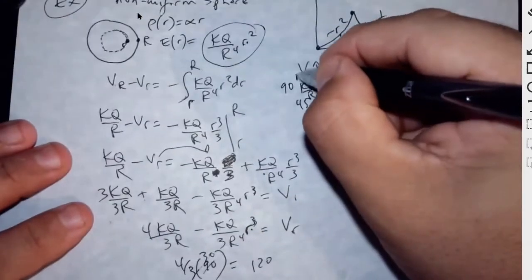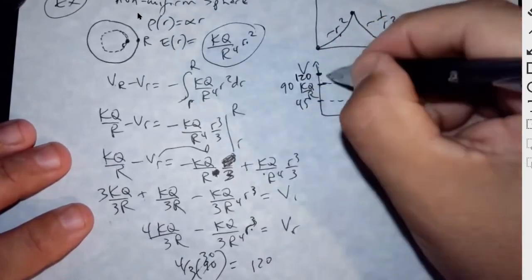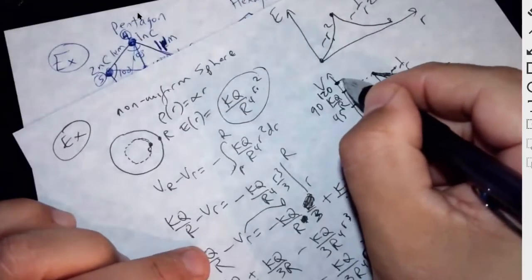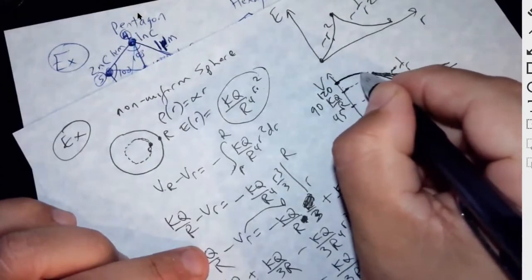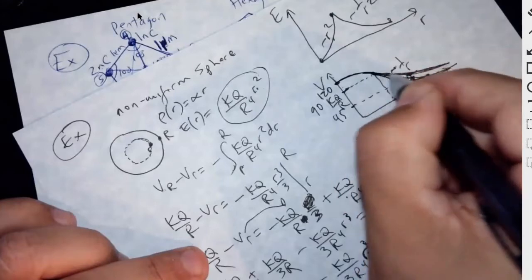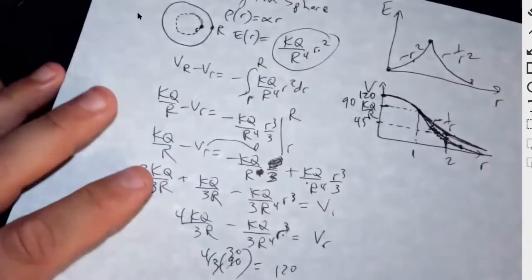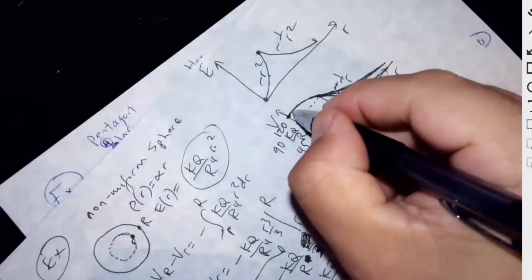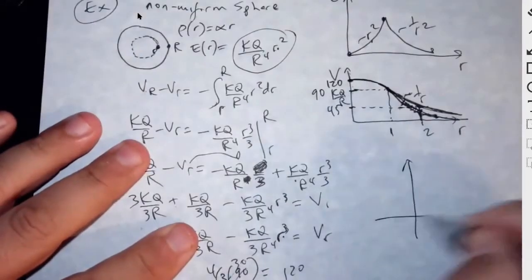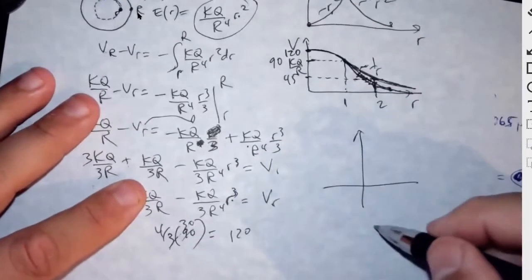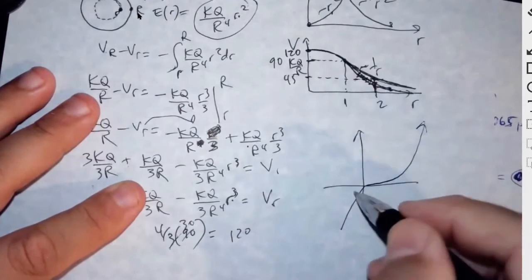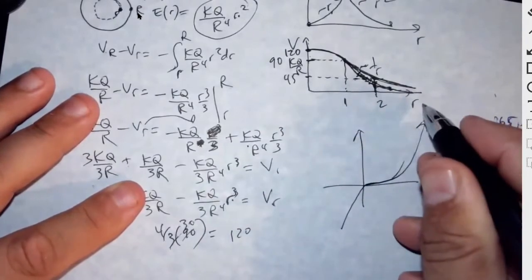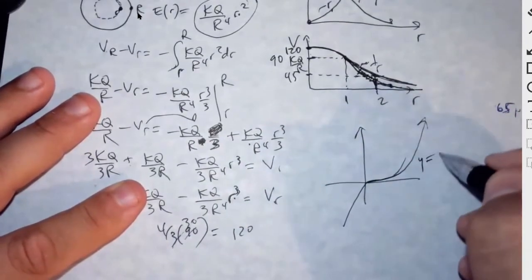So 120 volts. And it kind of maintains its value for a longer time. Then it decreases like that. It's a cubic. It's kind of like an inverse of a cube. You know how a cube goes like this? Like it stays flatter longer, but then it starts going like y equals x cubed.